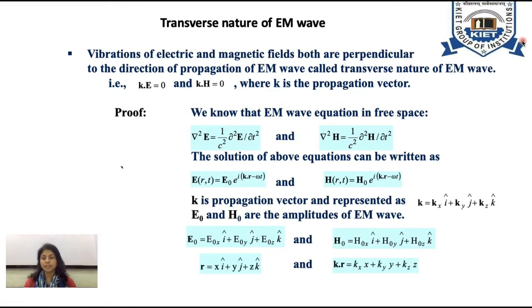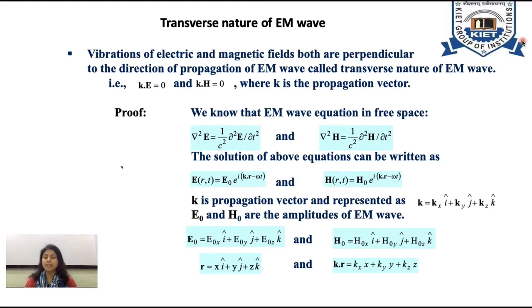What is the meaning of transverse nature of EM wave? When the vibrations of electric field and magnetic field are both perpendicular to the direction of propagation of the EM wave, it is called the transverse nature of EM wave. Means when the electric field vibration and magnetic field vibrations are both perpendicular to the direction of the propagation vector, then the nature is called transverse nature.